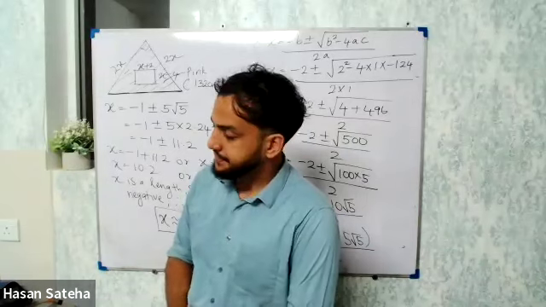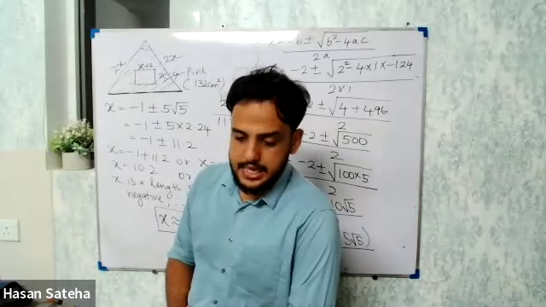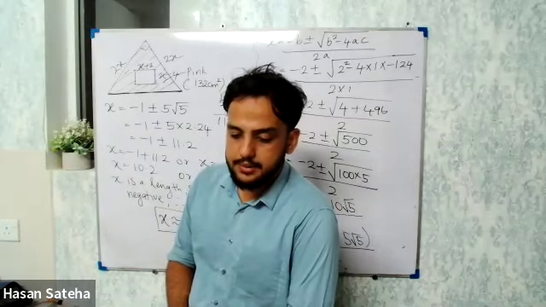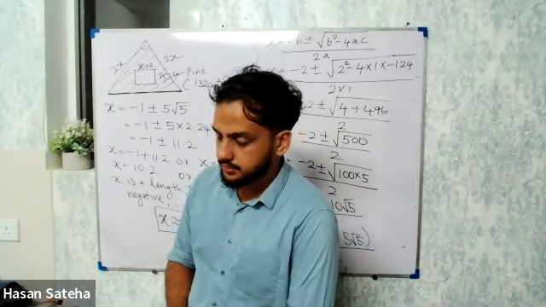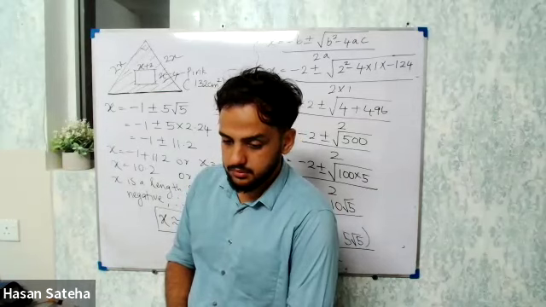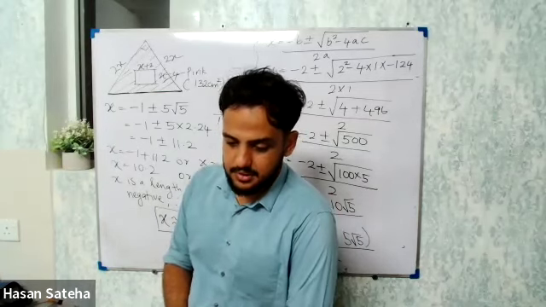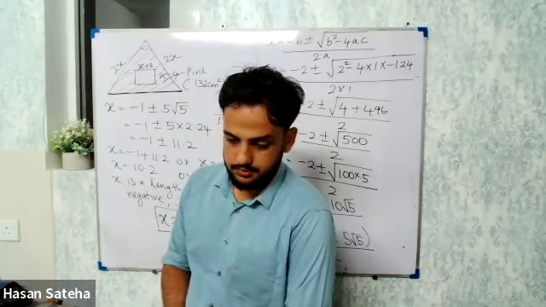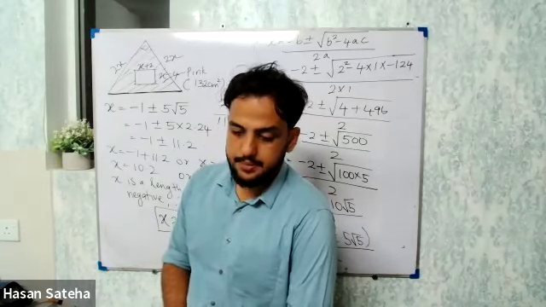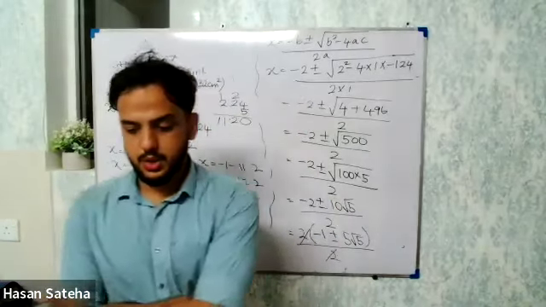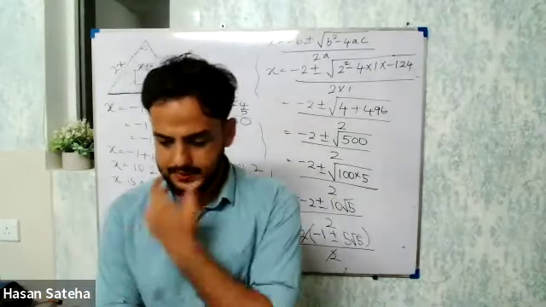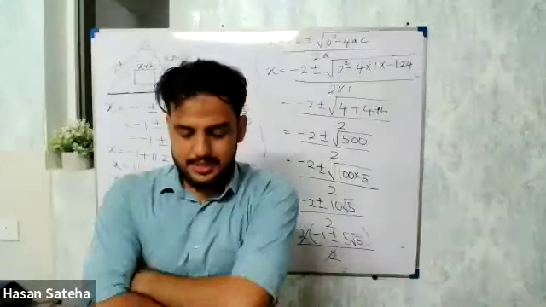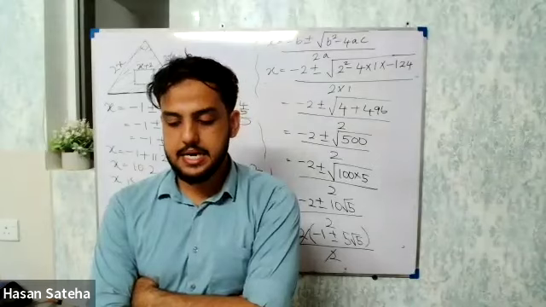Yes? Anyone? In a right angle triangle, hypotenuse is always the longest side. True or false? I need an answer. At least guess and tell. Quickly, I'm waiting. Okay, any other? True or false? Hypotenuse is always the longest side in a right angle triangle.